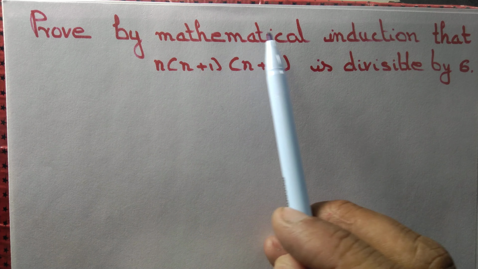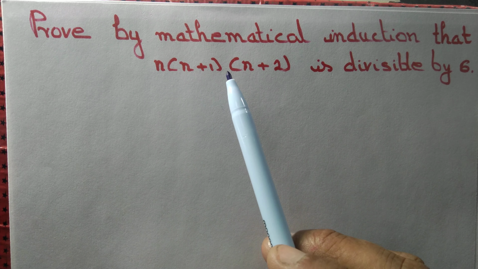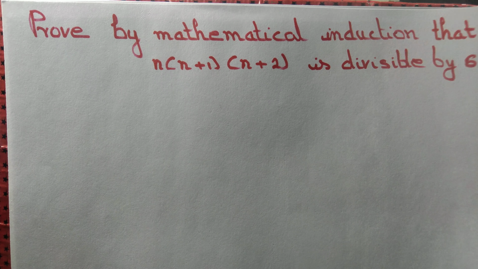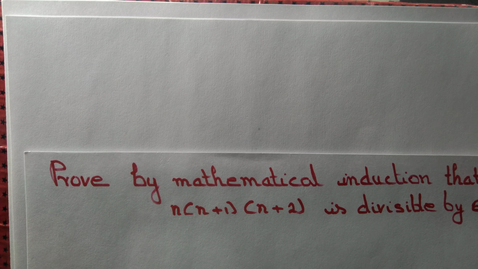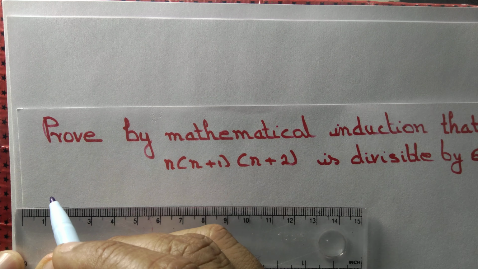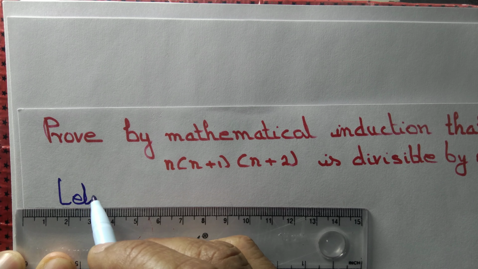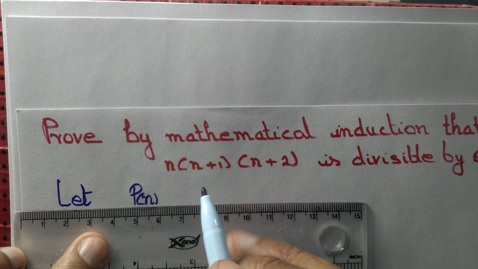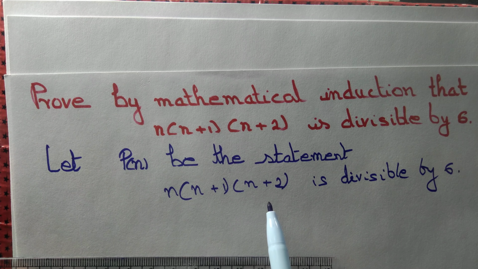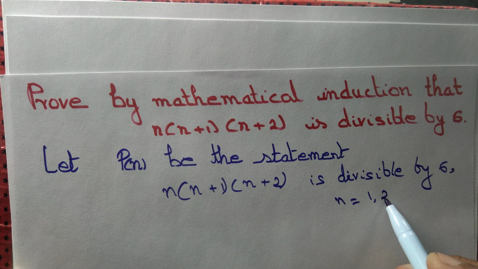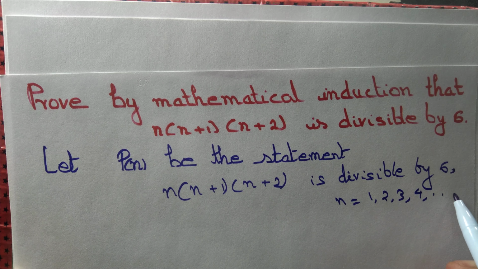Let us prove by mathematical induction that n into n plus 1 into n plus 2 is divisible by 6. Let Pn be the statement. When we say n into n plus 1 into n plus 2 is divisible by 6, we assume n equal to 1, 2, 3, 4 and so on.